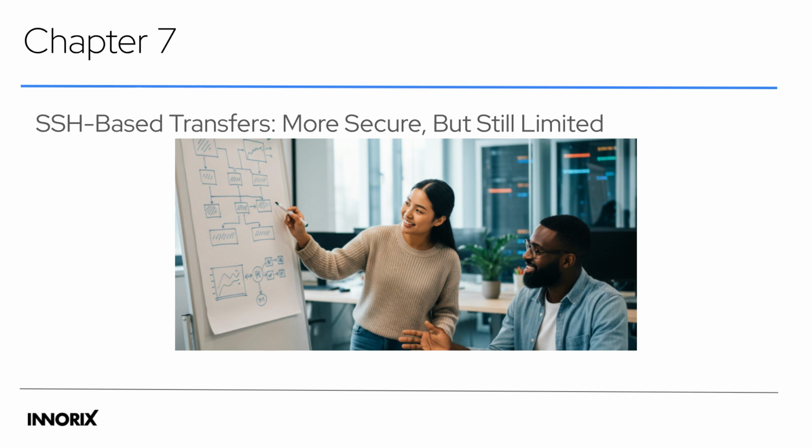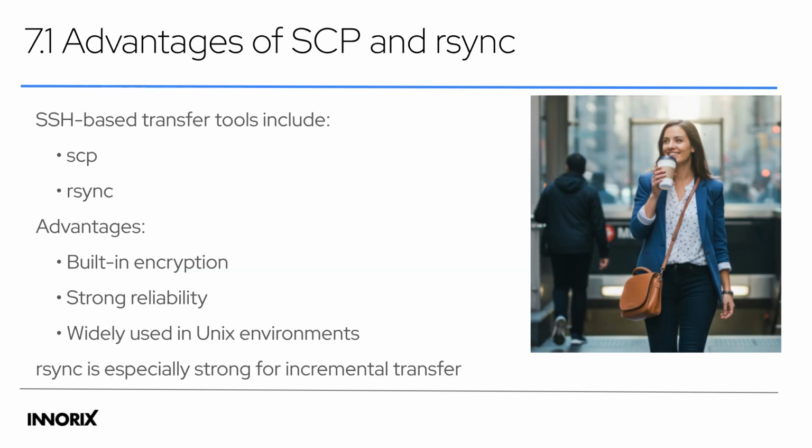Next, we move to Chapter 7, focusing on SSH-based transfers, which are more secure but still limited in large-scale environments. SSH-based tools like SCP and RSYNC offer built-in encryption and strong reliability, especially in Unix environments. RSYNC is particularly useful for incremental transfer, only moving the parts of a file that change.